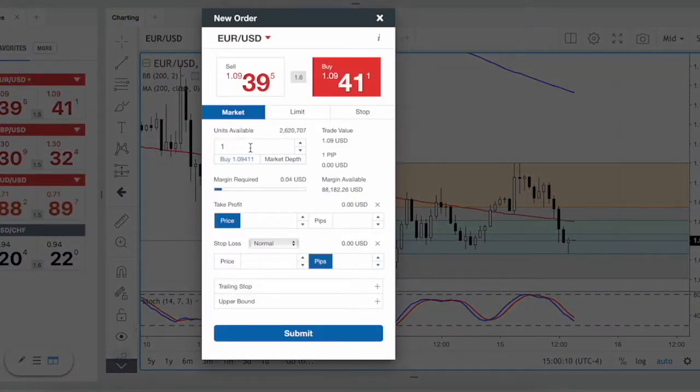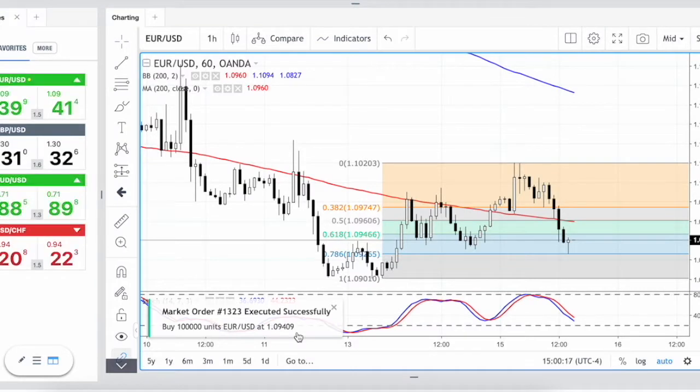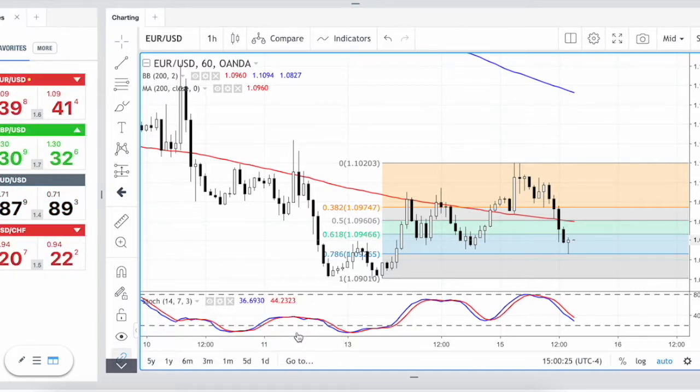I'm going to put one standard lot on, $100,000 at the current market price. And there you can see the order has executed at 1.0941. So that trade is now open, $100,000, one standard lot. So that's at just about 1-to-1 leverage on the trade.